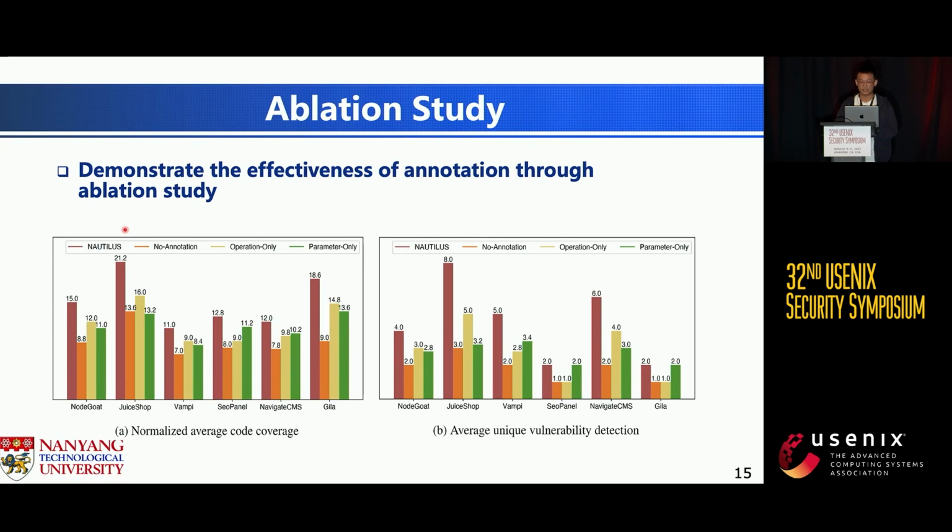And besides, they also studied the contribution of the annotation strategy through an ablation study. To do this, they compared the tool with no annotations, with only parameter annotations, with only operation annotations, and with the full annotations. So the experimental result shows that both parameter annotation and operation annotation contribute to the vulnerability identification and endpoint coverage.